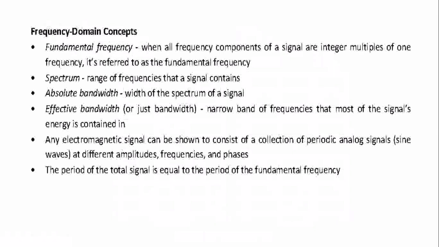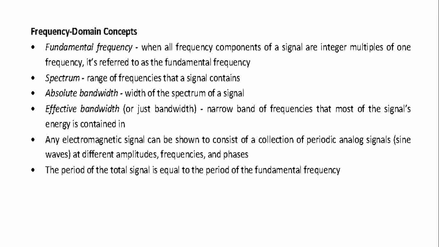So now the frequency domain concept. What are these? The fundamental frequency: we are talking about when all frequency components of the signal are integer multiples of one frequency, which is referred to as the fundamental frequency. Spectrum is the range of frequencies that a signal contains. Then the absolute bandwidth is the width of the spectrum of the signal. And the effective bandwidth is the band of frequencies in which most of the signal's energy is contained.